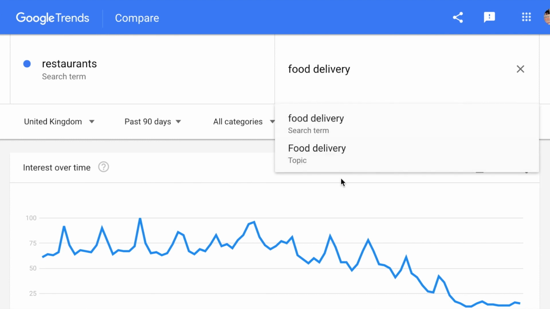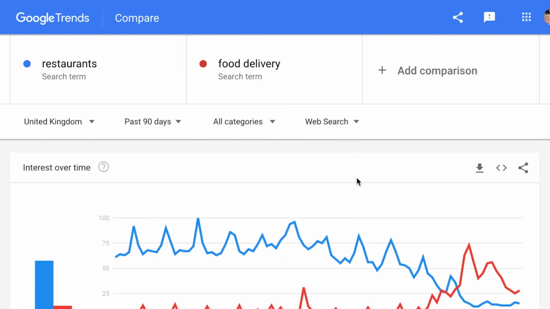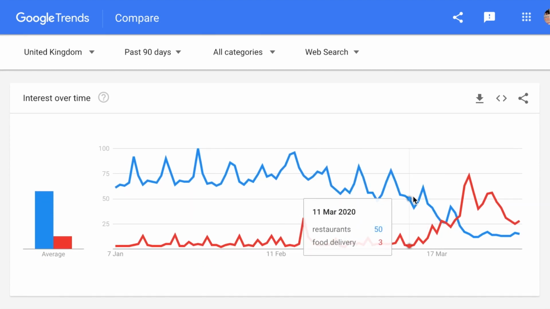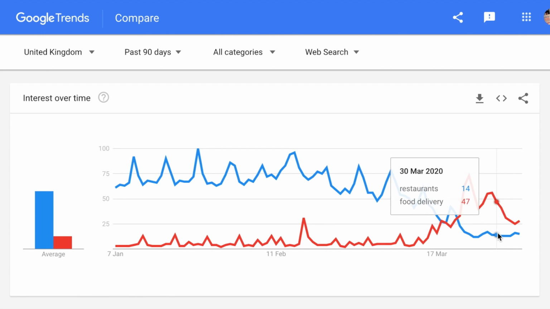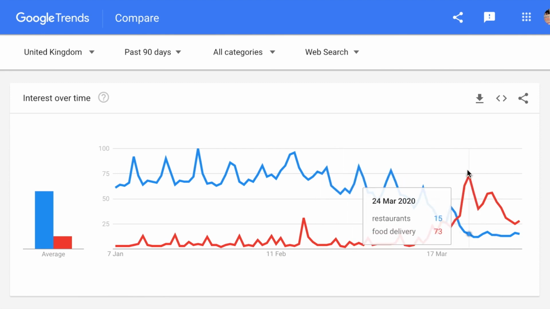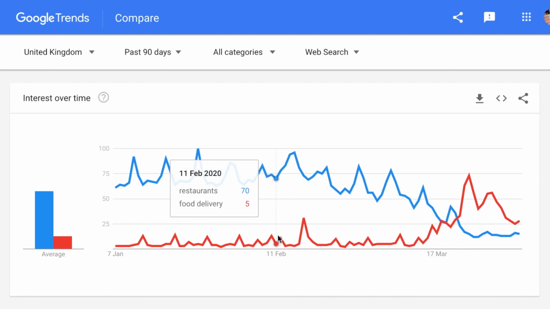And again, I search not the topic, because if you compare a topic to a search term, you will get funky results. The topics are much more generic, I would say, while search terms are a little bit more specific. You would always have to compare topic versus topic, not search term versus topic, in order to get good results. So in this case, I'm going to choose search term again. And here you go, there is the trend. While the restaurants searches are declining, the food delivery searches are absolutely spiking compared to anything in the past.